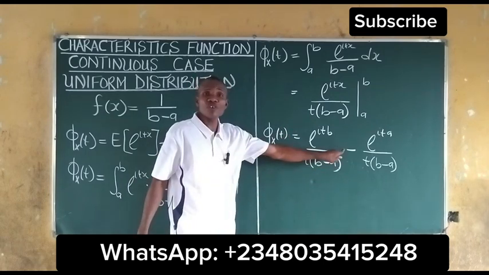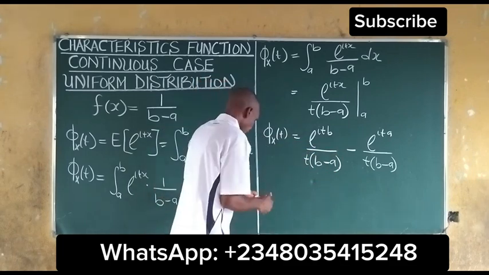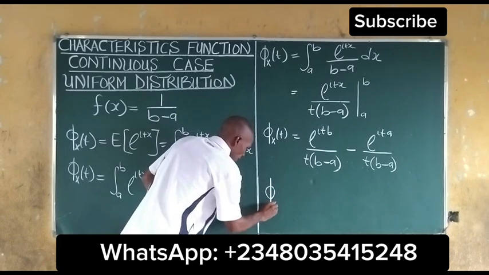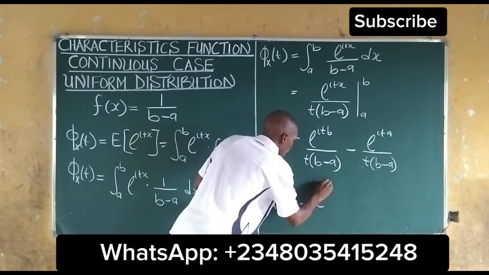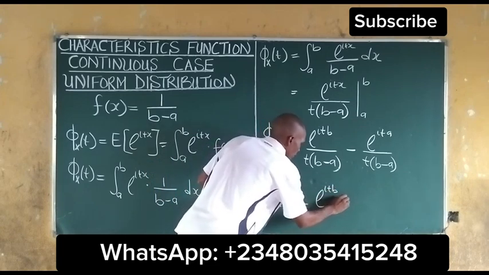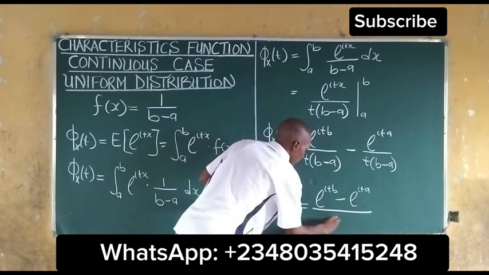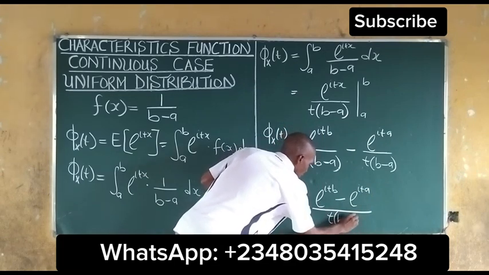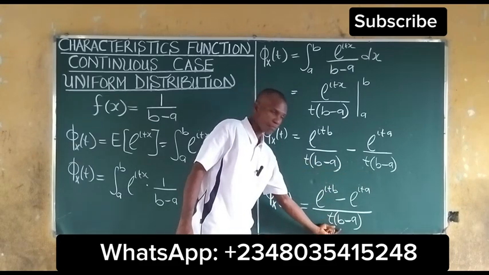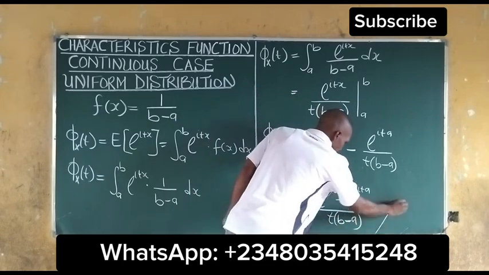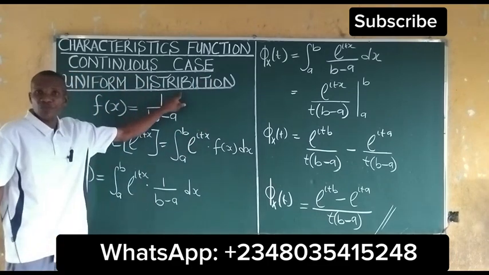So the next thing to do is to write this properly. How do we write what we got here properly? We can write our characteristic function to be equal to e to the power itb minus e to the power ita all over it into b minus a, because the LCM of this and this will just give you this function. So of course, this is our characteristic function for the uniform distribution.